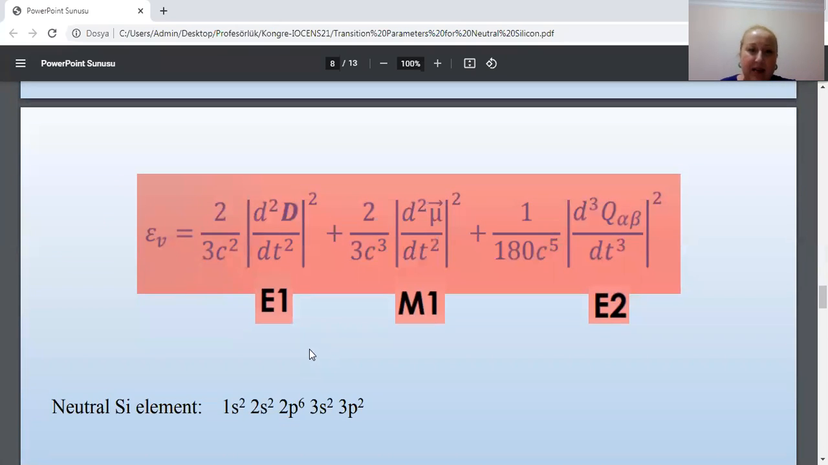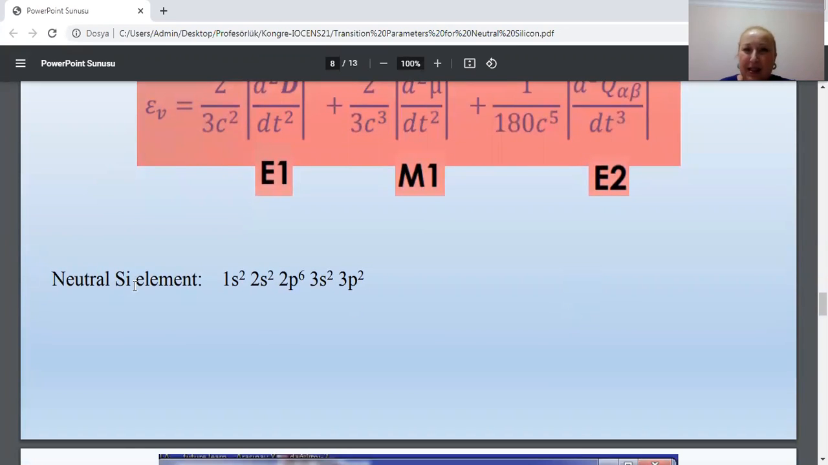In the next slide, you can see the energy equation. The first term shows the electric dipole, E1. The second one is the magnetic dipole, M1. And the last one shows the electric quadrupole, E2. This is the simple and basic explanation for these multipoles.